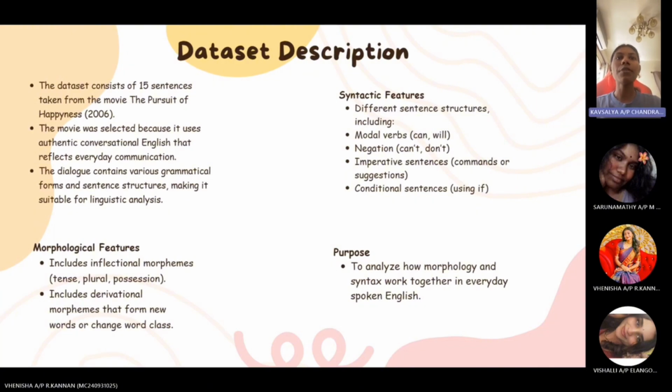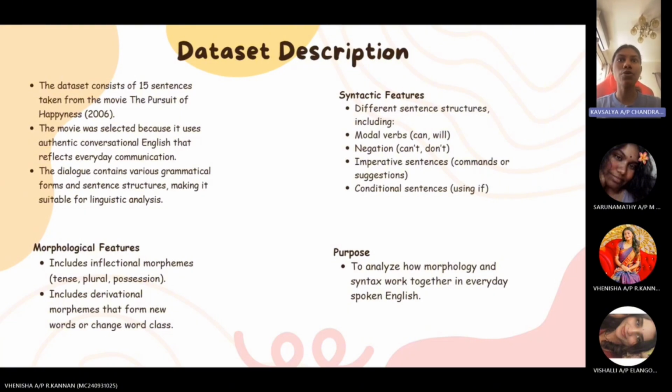Okay, next I will be talking about the description of dataset. For this report, we have selected a dataset of 15 sentences from the movie The Pursuit of Happyness from 2006. We chose the film because its dialogue represents authentic conversational English, which mirrors how people communicate in real life. This makes it ideal for linguistic analysis.